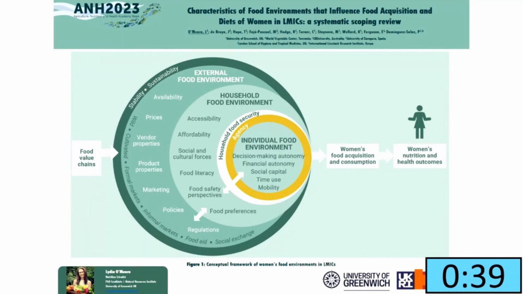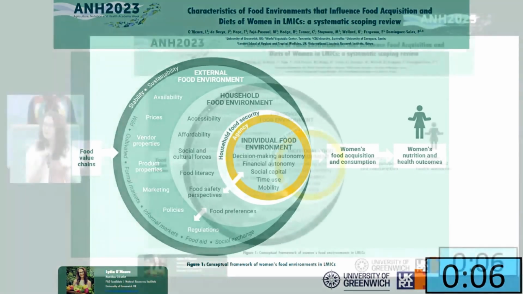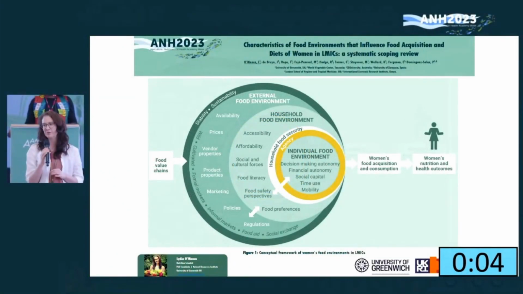As you can see here, we found various characteristics of food environments that influence women's food acquisition and dietary intake. As you can see with the circles here, we found characteristics at the external or built food environment that confirm the characteristics in existing food environment frameworks. But where our review really shone is that we were able to clarify and define more of those characteristics at the household and individual level. And I would really like to highlight the agency circle here that we found strongly influenced women's food acquisition and intake. Thank you.